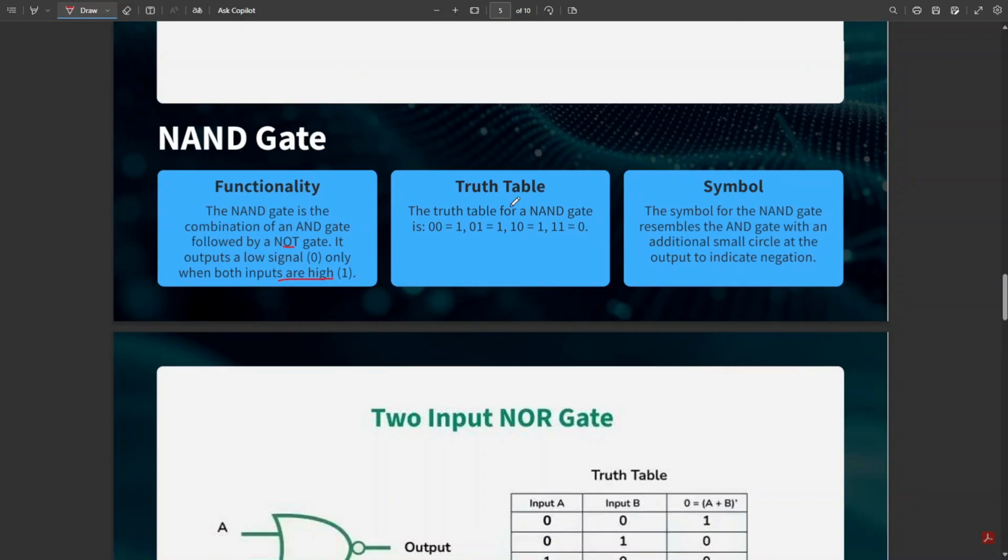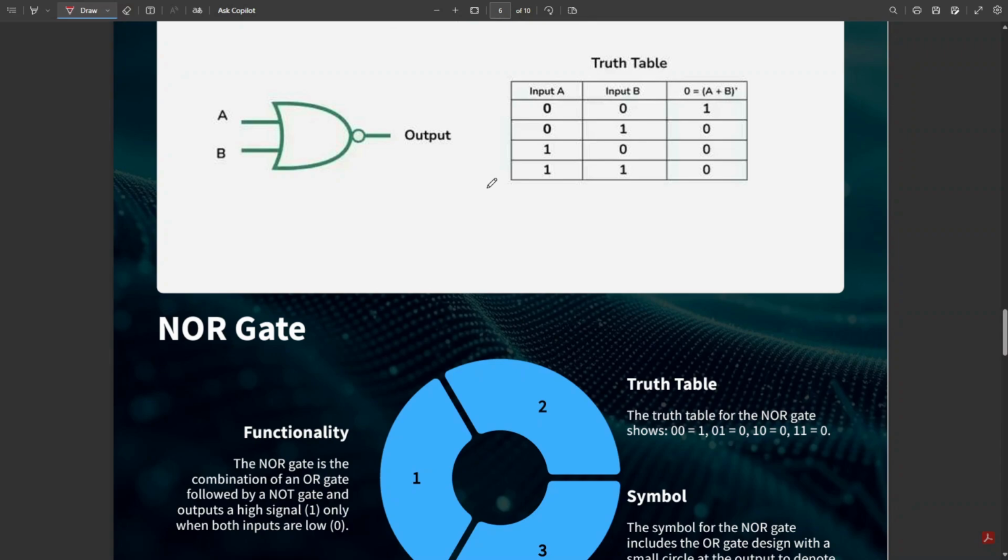Then we actually have the NOR gate. NOR gate, like NAND, is just like NAND but based on an OR gate. It outputs 1 when both inputs are 0. So even if one input is 1, the output goes low. Just like NAND, it is also a universal gate, and you'll often see it used in memory circuits like latches or simple registers. So let's look at the table a bit more closely.